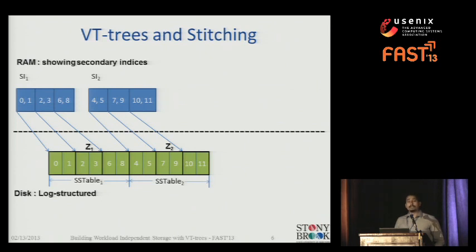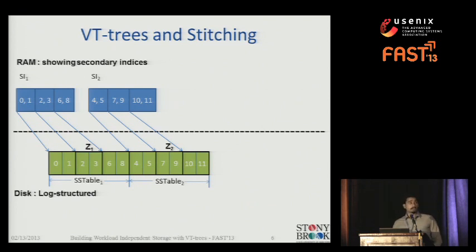And a simple answer is, if a block of tuples from one SS table doesn't overlap with any other block on the participating SS tables, then we don't need to actually merge them. We can leave it in place, or what we call, we can stitch them. So let's try to understand stitching with an example here.